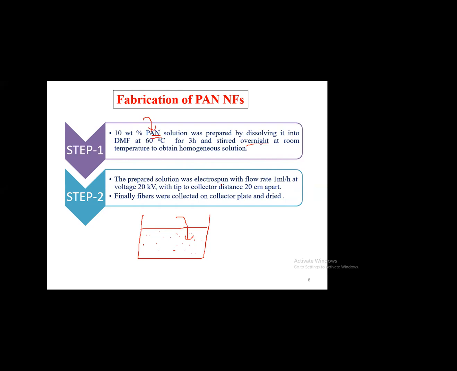Then the prepared solution was transferred to the syringe. Fill the syringe with this PAN solution. And when you start to draw the fiber, the flow rate should be 1 ml per hour, at voltage 20 kilovolt, with the tip to collector distance of 20 centimeter. As I mentioned, 20 centimeter, 20 kilovolt, and flow rate 1 ml per hour.